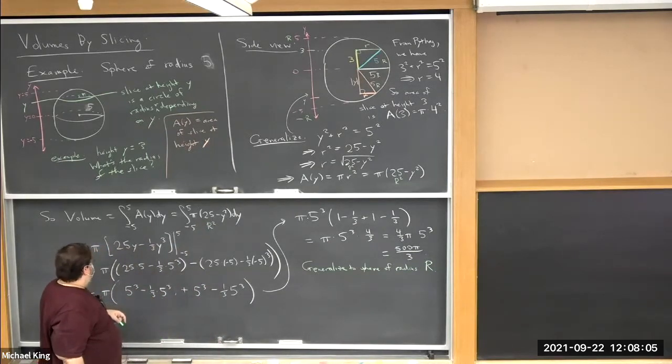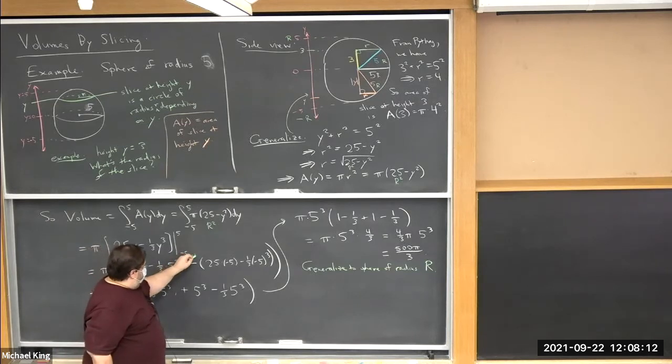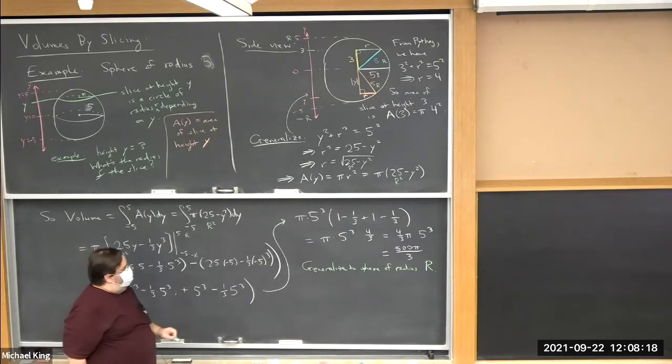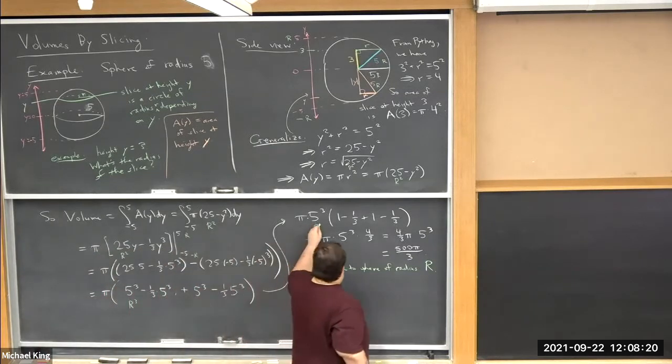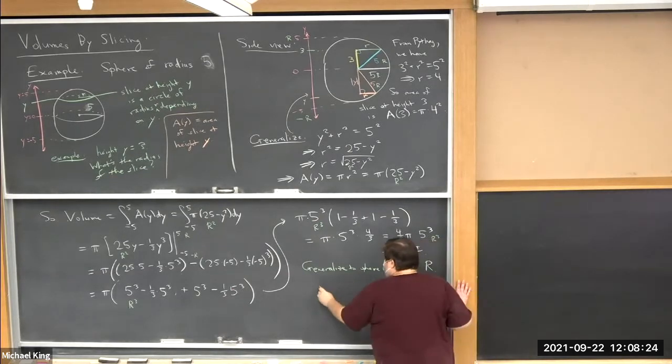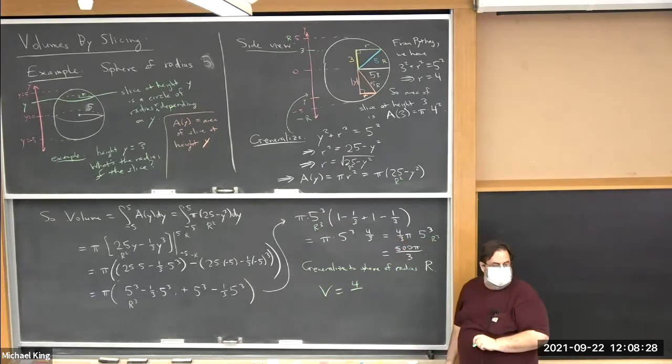That would be R squared. This would be R and R minus R to R. This would be R cubed. This would be R cubed. And this would be R cubed. And so actually, this is the volume for a general sphere. It's actually 4/3 pi R cubed.